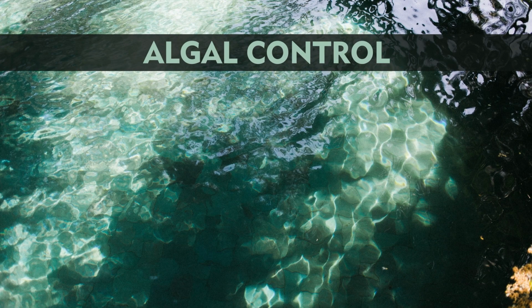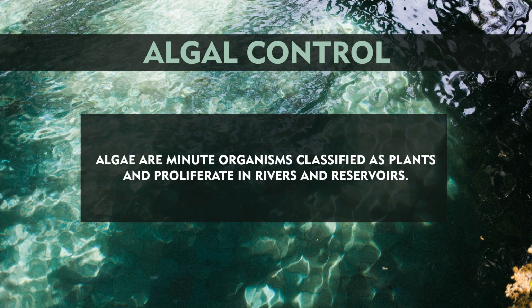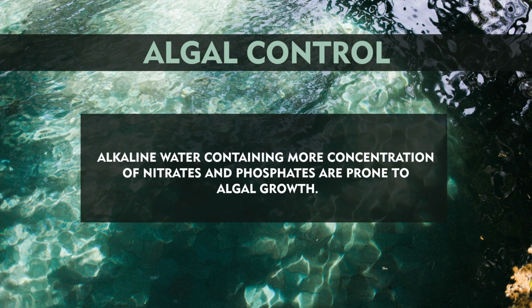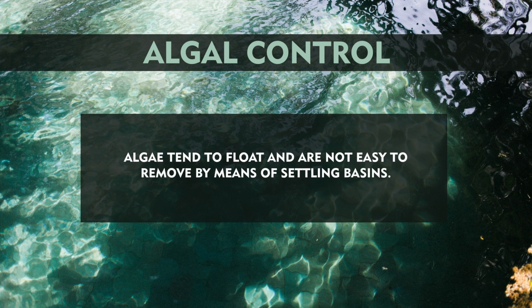Algal control. Algae are minute organisms classified as plants and proliferate in rivers and reservoirs. Alkaline water containing more concentration of nitrate and phosphate is prone to algal growth. Algae tend to float and are not easy to remove by means of settling basins.